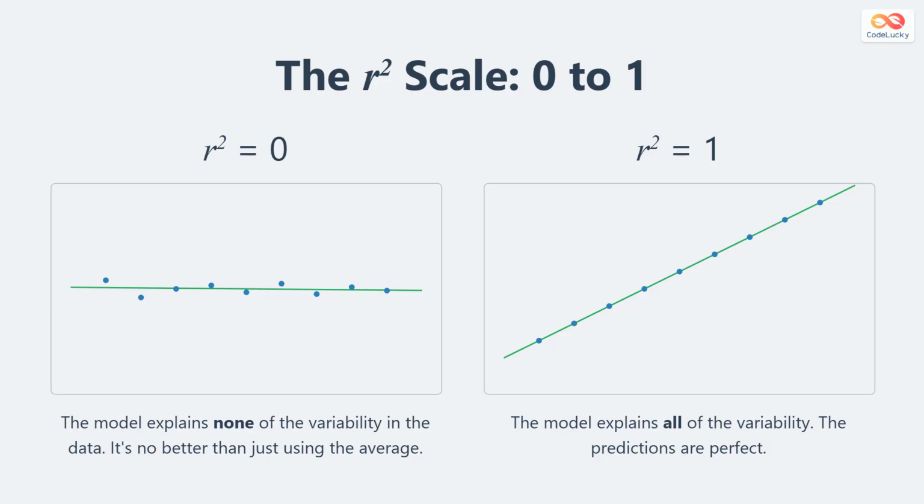R-squared values range from 0 to 1. An R-squared of 0 means our model explains none of the variability. It's no better than the simple average. An R-squared of 1 means the model explains all the variability and makes perfect predictions, with all data points falling exactly on the line.